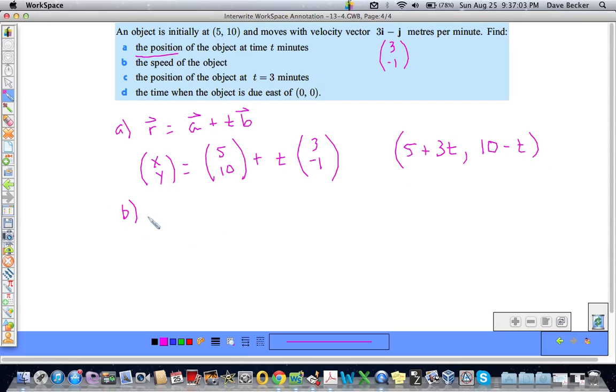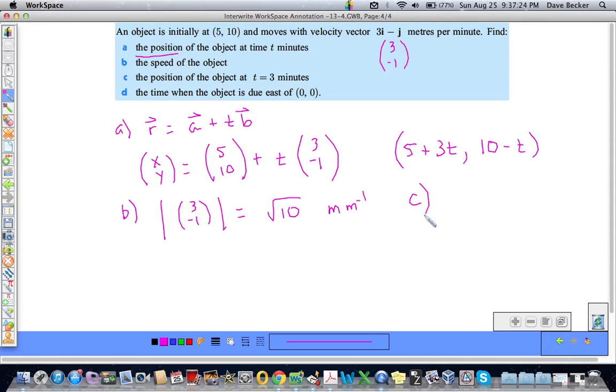All right. B, the speed of the object. Easy. Magnitude of the velocity vector, 3, negative 1, is going to be root 10, and I forget our units already, meters per minute. So that's meters per minute. That looks a little weird, like an odd millimeter thing.